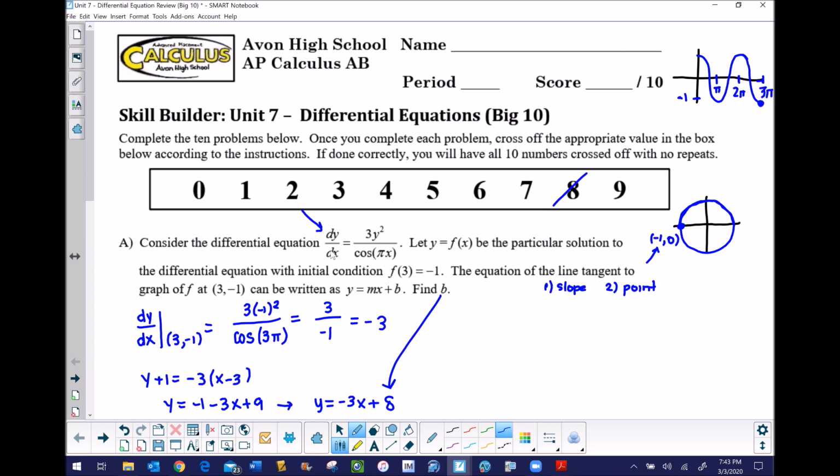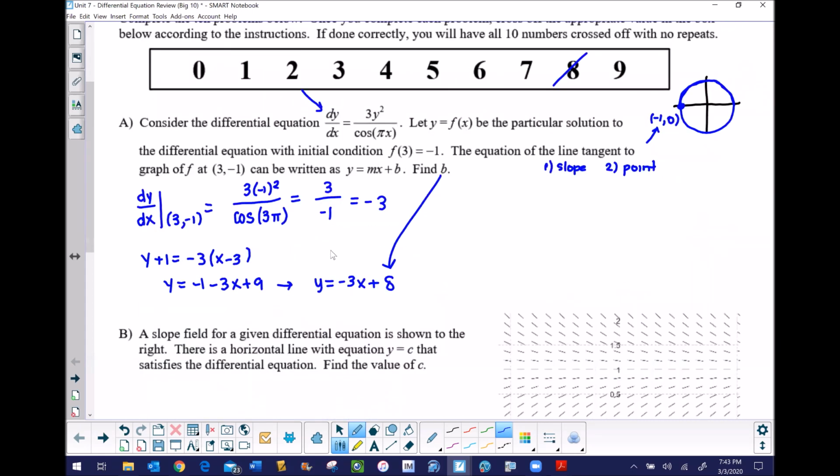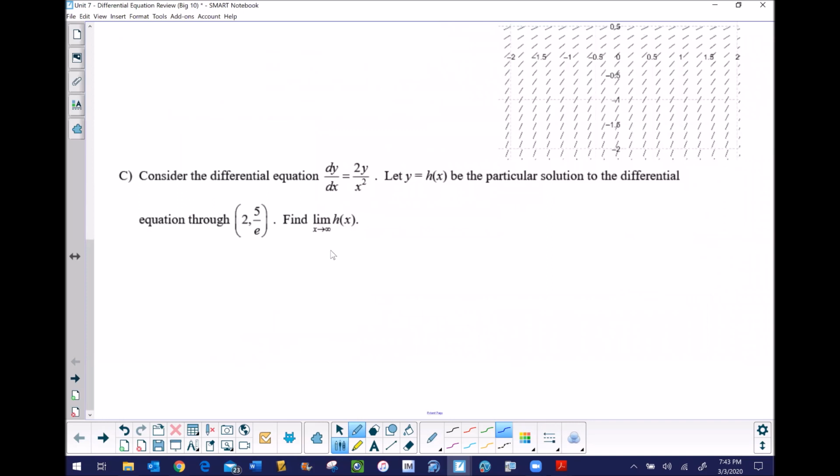Okay. Now, let's take a quick peek at letter C. Let's understand the same idea: consider this differential equation. Yeah, I know we can separate and solve it, but let's read first because we may not have to. It says let y equal h of x be that solution. There's the initial condition. The question: find the limit of that particular solution.